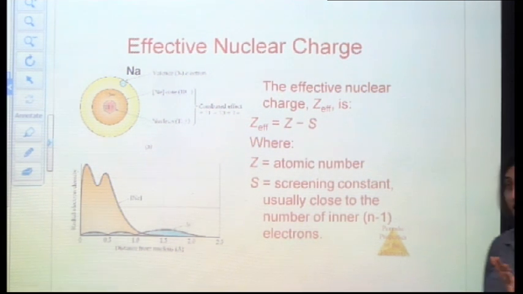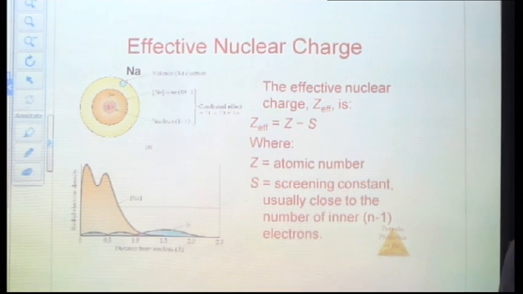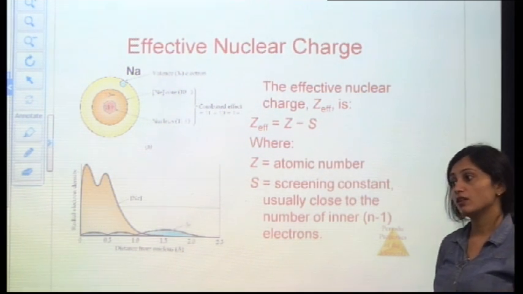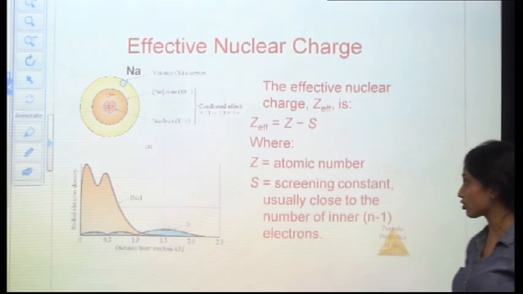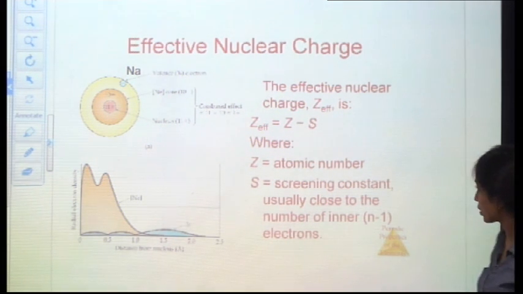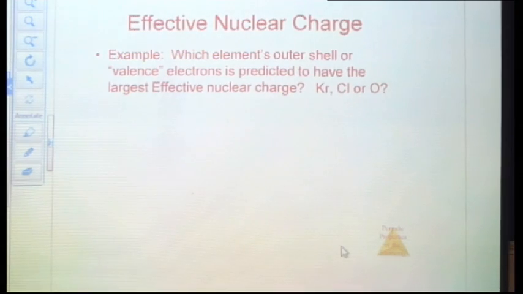The shielding constant, or screening constant, is close to the number of inner electrons. So the total number of electrons minus 1, it can be n minus 1. Okay? Yes, otherwise what's the point? Alright, so here remember that for the effective nuclear charge, you should just know the formula. The effective nuclear charge is Z minus S, where S is your screening constant.